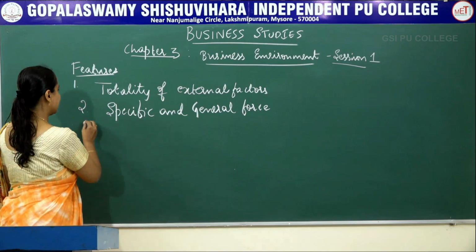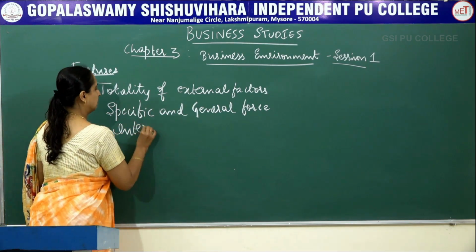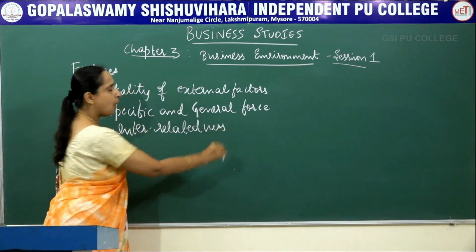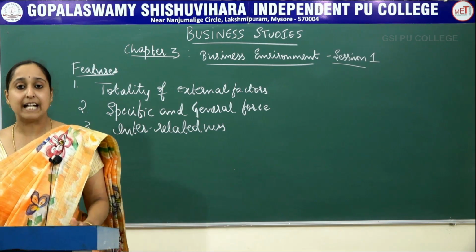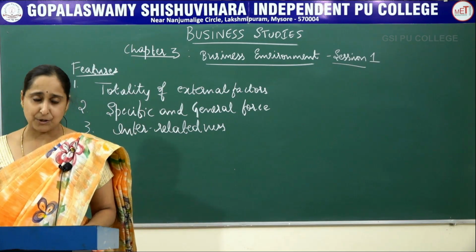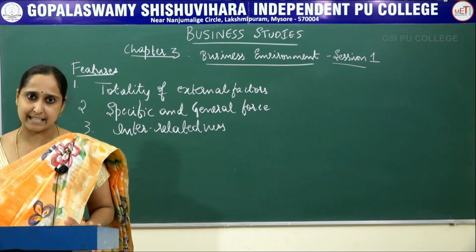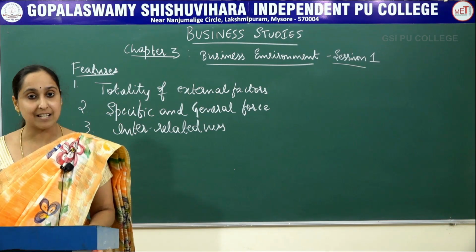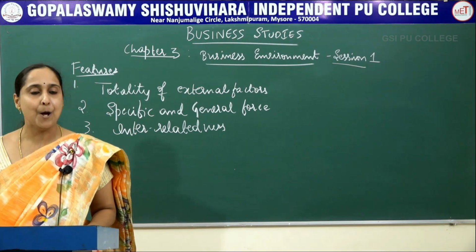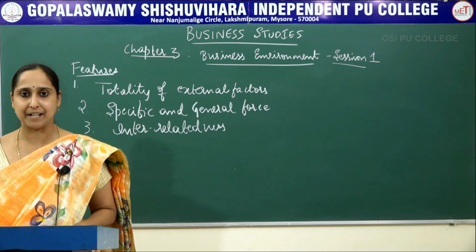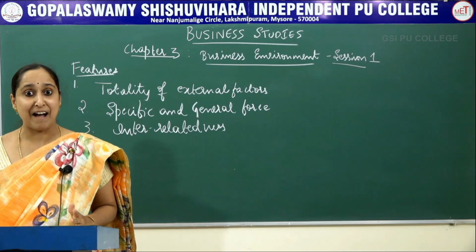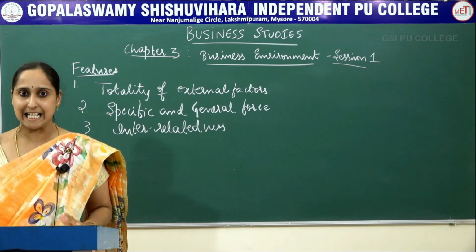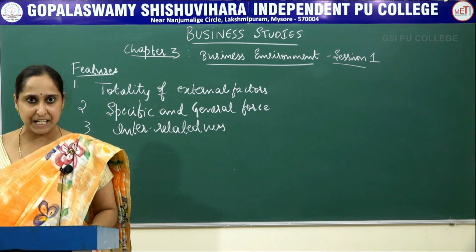Third one is interrelatedness. See, all the factors which affects the business, they are interrelated to each other. To make you understand this point, I can give you one example. These days, people have become more health conscious. On this basis, businesses have started producing products like Diet Coke and by opening health resorts and fat-free cooking oil, all these. So these are different factors, but they are interrelated. So this is the meaning of interrelatedness.